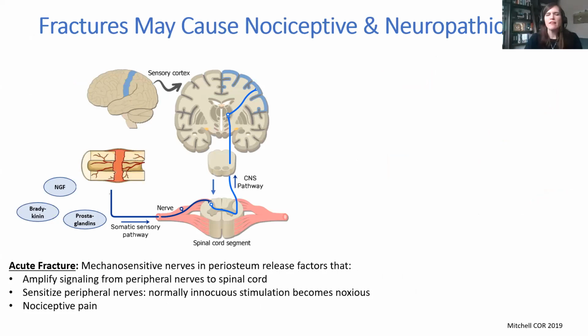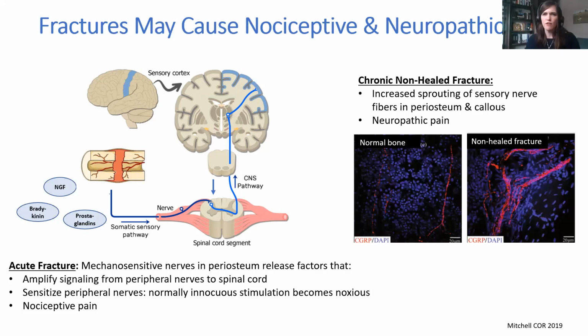So fractures are an event that can cause both nociceptive and neuropathic pain. So in the setting of an acute fracture, mechanosensitive nerves in the periosteum of the bone will release factors that will amplify the signaling from the peripheral nerves to the spinal cord. These factors also sensitize the peripheral nerves. So normally innocuous stimulation that wouldn't normally be painful all of a sudden becomes noxious and painful. An example would be if you even slightly jar a limb that's fractured, that's very painful for the patient. And this is an example of nociceptive pain.